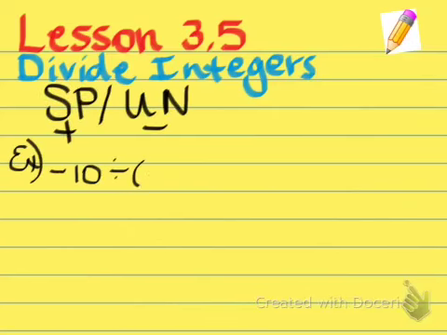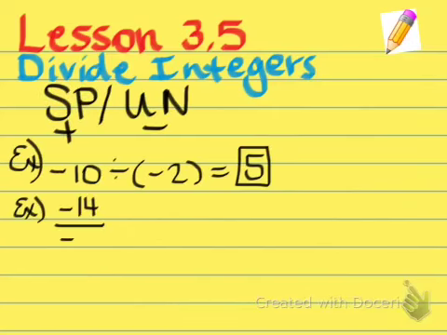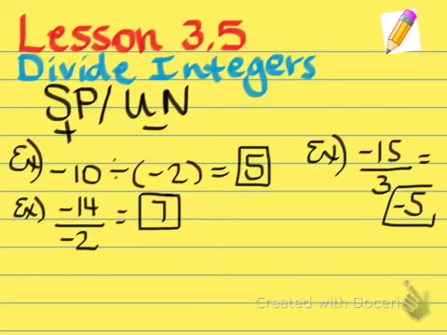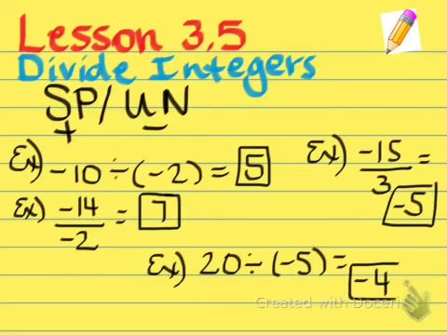Alright, in lesson 3-5, dividing integers, you're going to use your SPUN rule again. Here are a few quick examples. These are really pretty easy. The only thing I want to remind you of is how they can write division, where it also looks like a fraction. And that fraction bar is telling you to divide. So in the example, negative 15 divided by 3, your answer is negative 5, because unlike signs, negative answer. However, negative 14 divided by negative 2, the two negatives give you a positive answer, 7.